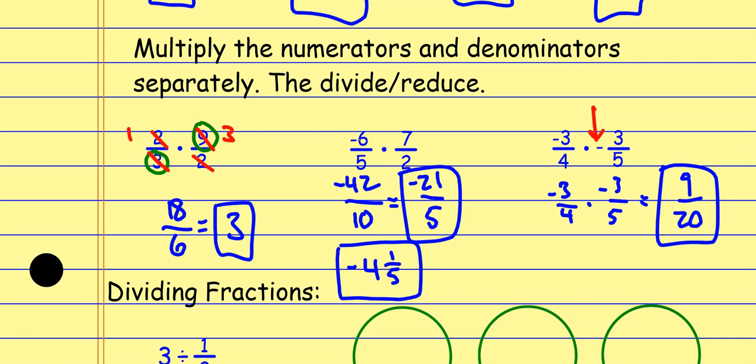I could have done some of the division first. I could have said, hey, negative 6 divided by 2 is a negative 3. And now I could multiply across. Negative 3 times 7 is a negative 21. 5 is the only thing that I'm dividing by now. Okay? So again, you can do the division first. Most students feel more comfortable just multiplying first and then dealing with the division or reducing.